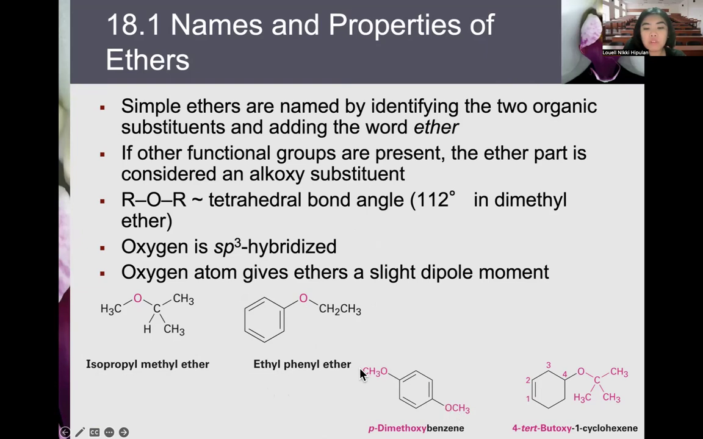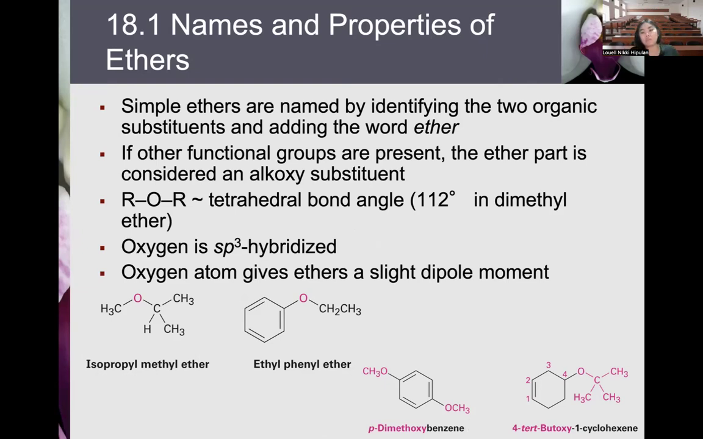Now you have two functional groups here. That's why it's already called ethoxy, specifically ethoxy. So you have ortho, meta, para. So that's why it's called para. You have two. This is methoxy, since you only have one methyl attached to your oxygen. So that's why it's called dimethoxybenzene.